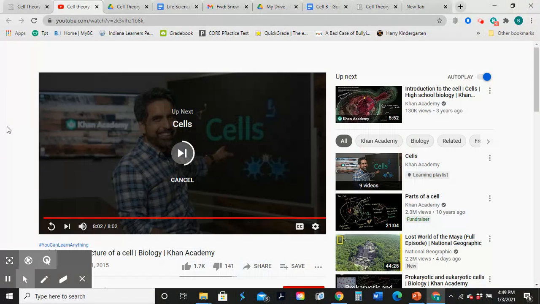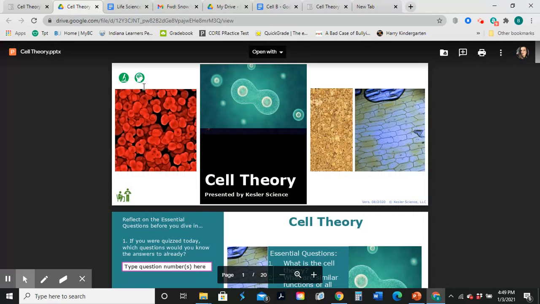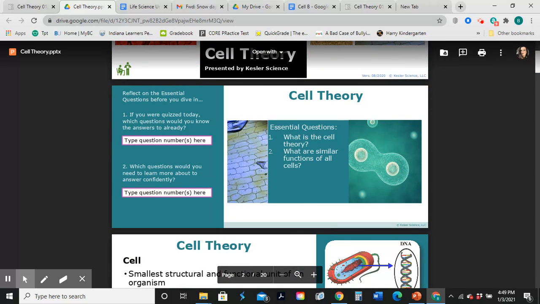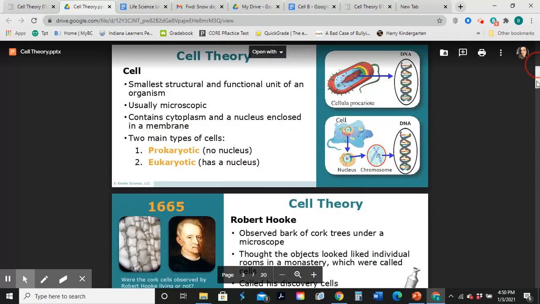Okay. So now that we've read that part, let's go ahead and talk about cell theory. Our essential questions for today are: what is the cell theory and what are similar functions of all cells? If you were quizzed today in your semester grade, which one do you think, based off of the information you've listened to, would you be able to answer confidently, and which one would you need to learn more about before you can answer it confidently? That's where you're going to put your answers in right here.